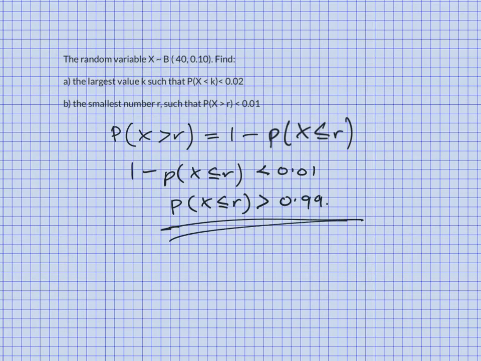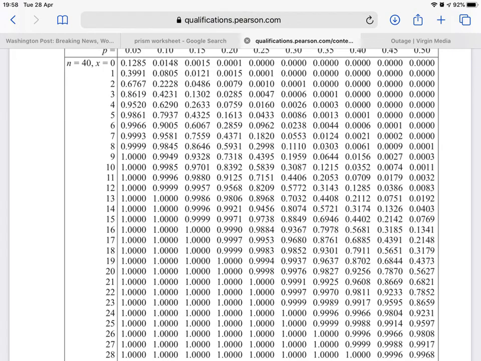It's time to look things up on the table. And so this time we're looking down the same section of the table. N is 40 and we want 0.01, and we're looking until we see where the value is greater than 0.99. Just around here we can see the changeover. The probability that x is less than or equal to 8 is below 0.99, and the probability that it's less than or equal to 9 is above 0.99. So our two values that we need to consider are 8 and 9.